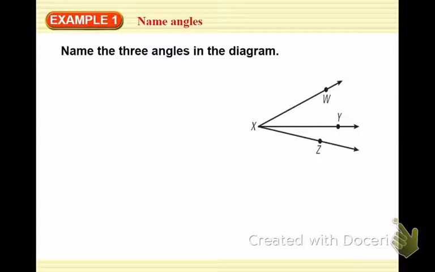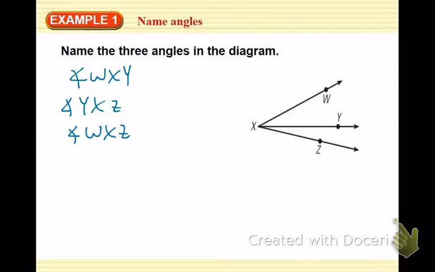Okay, so, did you come up with angle WXY? That's this guy. Then did you come up with YXZ? Because that's this guy. And then did you locate angle WXZ? Because that's this guy. Those are your 3 angles. It's not appropriate to just say angle X because I don't know which of those 3 you're talking about. So you don't want to do that. So there we go, naming.